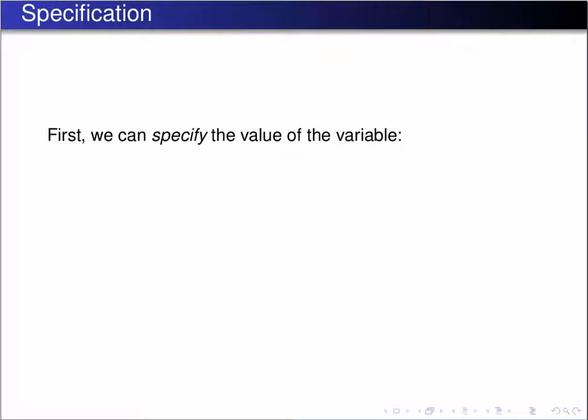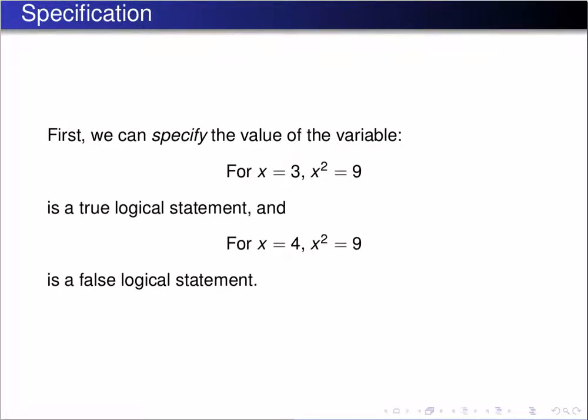The first thing we can do is simply specify the value of the variable. For example, if I change the statement from x squared equals 9 to the statement for x equals 3, x squared equals 9, then that becomes a logical statement, and in fact a true logical statement. On the other hand, if I change the statement to for x equals 4, x squared equals 9, well, it's a logical statement, but it happens to be false. So one thing you can do is specify the value of a variable in order to make it a logical statement.